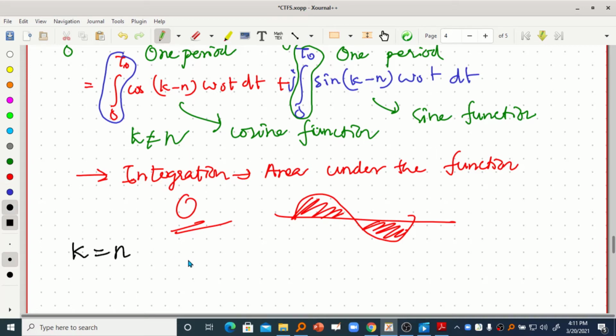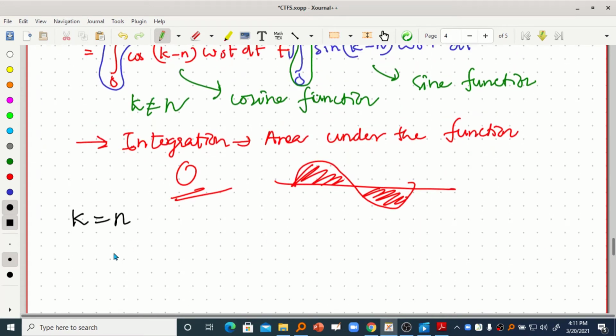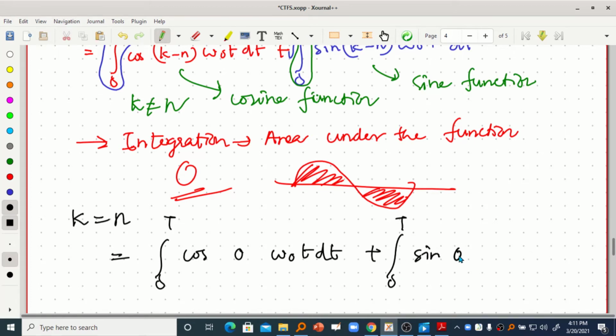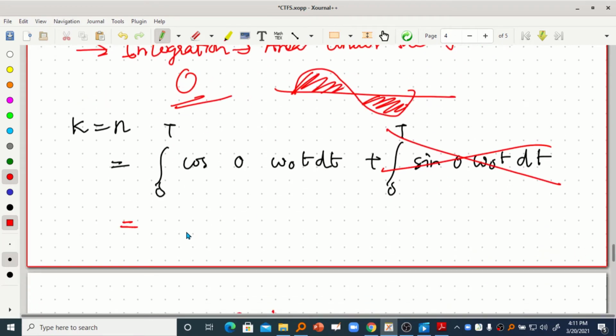When k is equal to n, what happens to this equation? This equation becomes integral 0 to t0 cos(0 times omega 0 t) dt, right? Plus integral 0 to t0 sin(0 times omega 0 t) dt, because k and n are equal, so k minus n is 0. You can see that sine 0 is anyway 0, so this doesn't have any value. Now what is remaining here? Only integral 0 to t0 of cos 0, which is 1, right? So 1 dt.